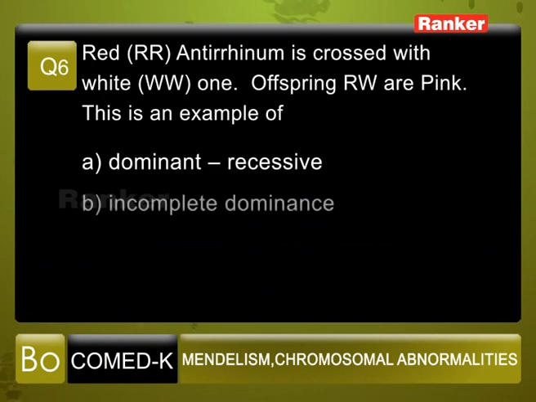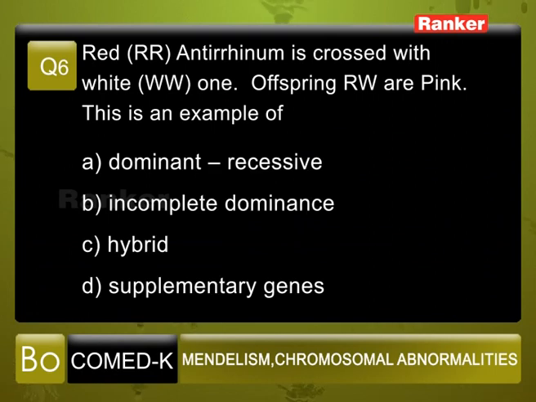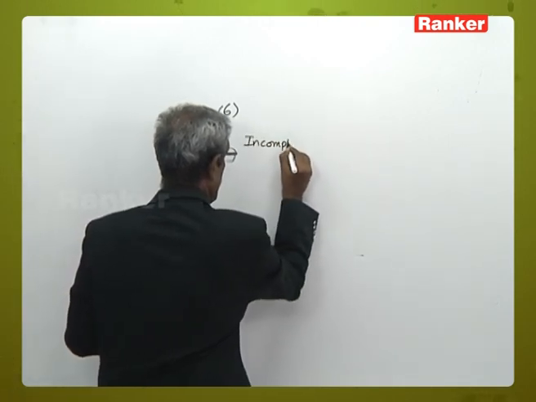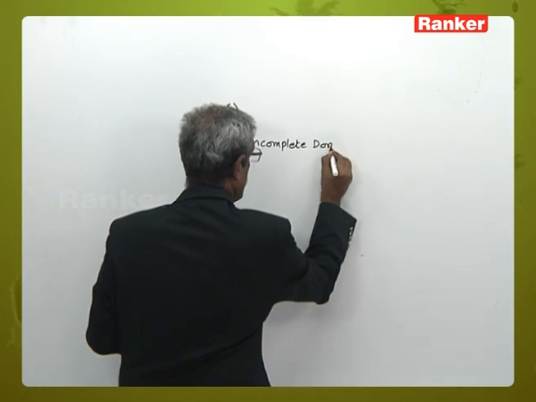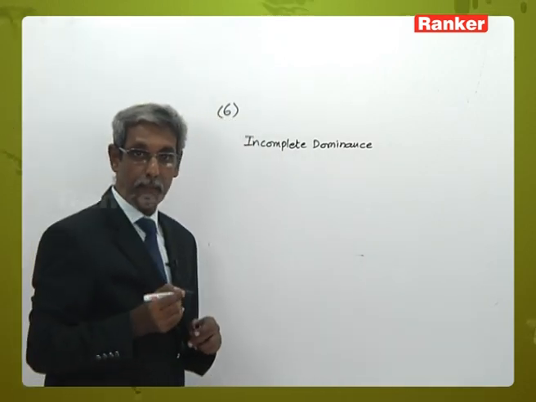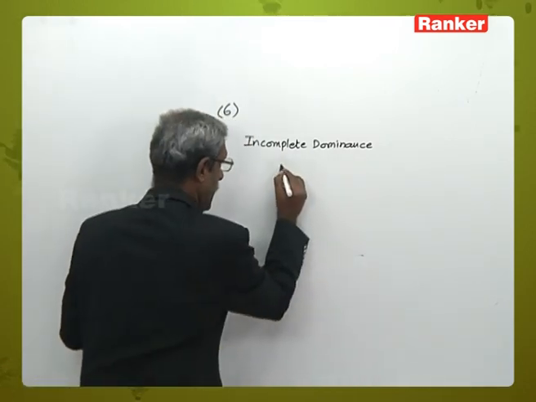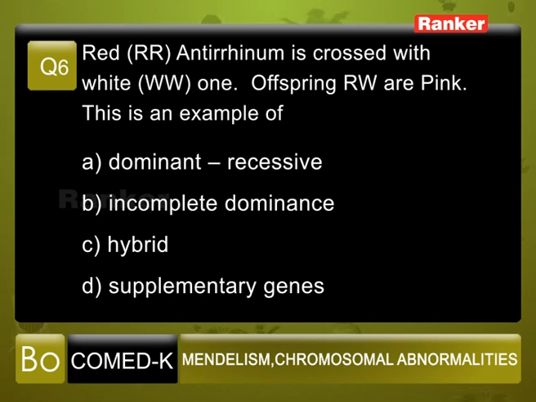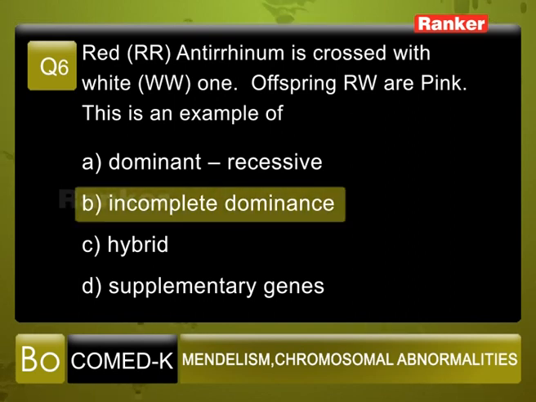A red Antirrhinum is crossed with a white Antirrhinum, which are both homozygous. The offspring are RW, which is pink. So, this is an example of incomplete dominance. In incomplete dominance, there is an expression of both the genes, and both the genes will blend, as seen in RW, which is pink. Hence, the answer is B. So, this is an example of incomplete dominance.